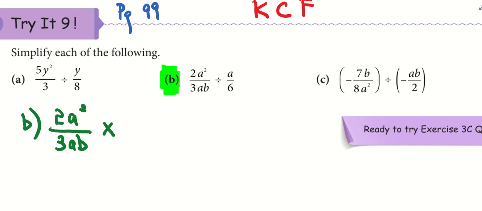Alina, instead of writing a over 6, what should you write? 6 over a. Thank you. Then we apply what we did for multiplication. So I'm going to write everything out. Number times number. For the numerator first, 2 times 6, we should get 12.